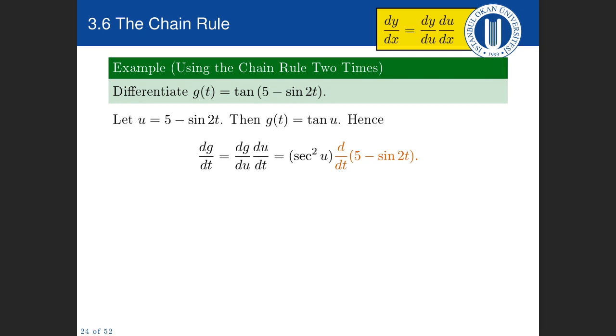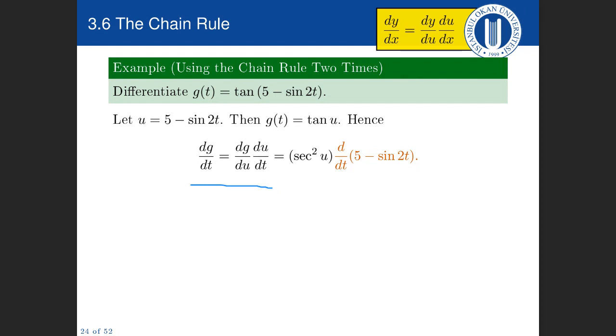So what do we do first? First, we choose a u. I'm looking at my function. I say I have a 5 minus sine 2t here. So that looks about right. I'm going to let u be 5 minus sine 2t. Because then g(t) is just tan u. And I know how to differentiate tan u. So dg/dt by the chain rule is dg/du times du/dt, or sec squared u multiplied by the derivative of 5 minus sine 2t.